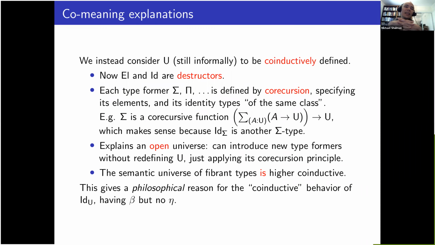And as we've seen, it makes a little bit of sense semantically, because we actually construct this universe of fibrant types by this sort of higher co-inductive construction that sort of reifies this a little bit, at least in semantics. What I'm saying here is basically philosophical, but it has this semantic version of it. And I think this gives a philosophical reason for the co-inductive behavior of the identity types of the universe with beta, but without the eta, because co-inductive types often behave like that.